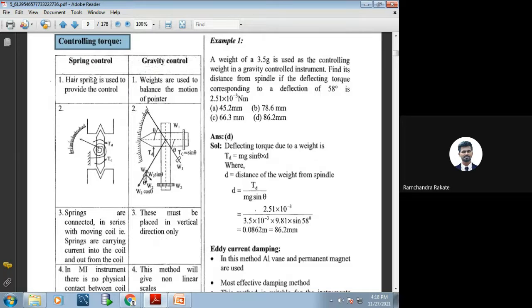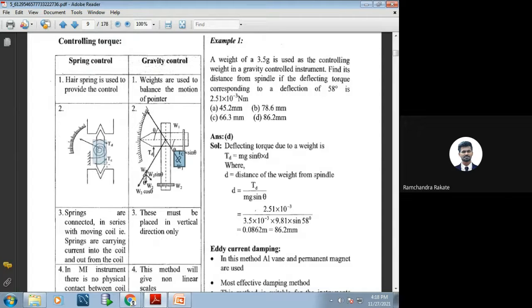So what are the basic features? Just look into the diagram and you will come to know. This is my spring, the circular one, and this is gravity control. We have talked about the weight. This is the counterweight. Why counterweight? Because we are balancing the weight of the overall deflection by this weight, which is called the pointer weight. Clear?